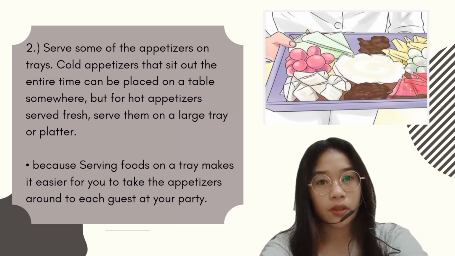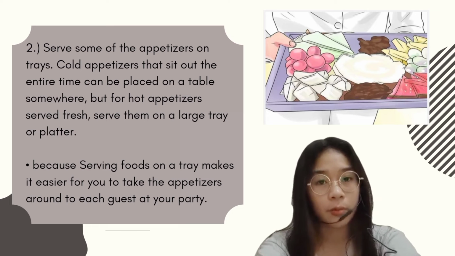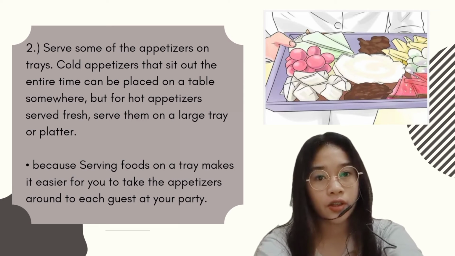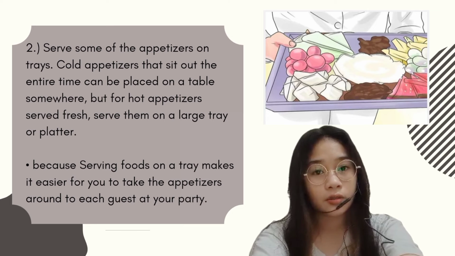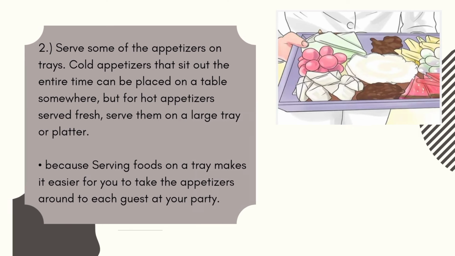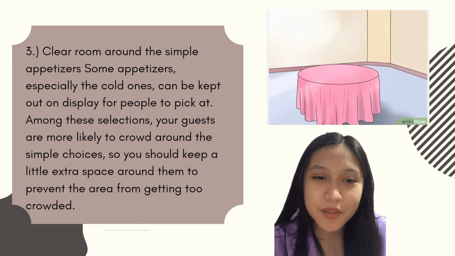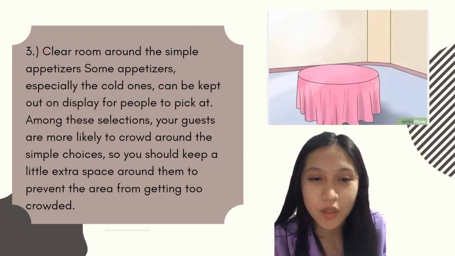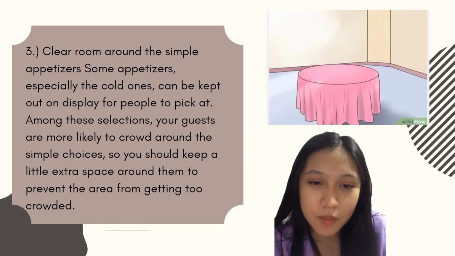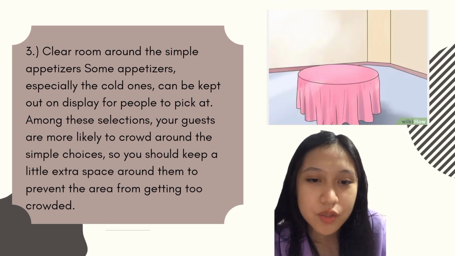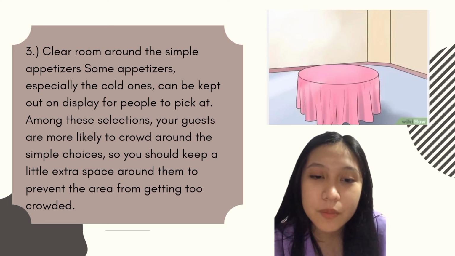Number 2, serve some of the appetizers on trays. Cold appetizers that sit out the entire time can be placed on a table somewhere. But for hot appetizers, serve them fresh on a large tray or platter, because serving foods on a tray makes it easier for you to take the appetizer around to each guest at your party. Number 3, clear room around simple appetizers. Some appetizers, especially the cold ones, can be kept out on display for people to pick at. Among the selection, your guests are more likely to crowd around the simple choices, so you should keep a little extra space around them to prevent the area from getting too crowded.